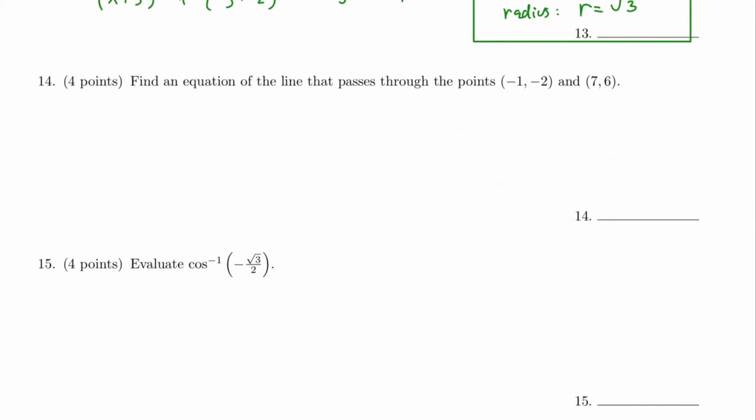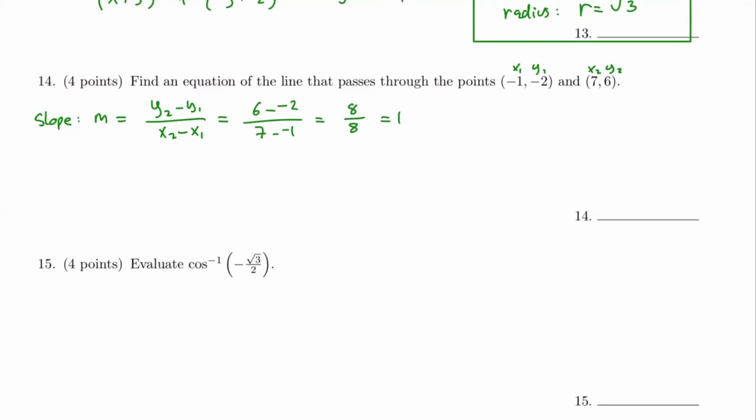Find an equation of the line that passes through the following points. So we need the slope. Let's call this x1, y1. Let's call this x2, y2. So first we need the slope of the line. So our slope is denoted by m. That is y2 minus y1 over x2 minus x1. Then we substitute those points as I labeled. Y2 is 6 minus y1, that's negative 2. X2 is 7 minus x1, that's negative 1. So the numerator we get 8, denominator also 8, so the slope is 1.